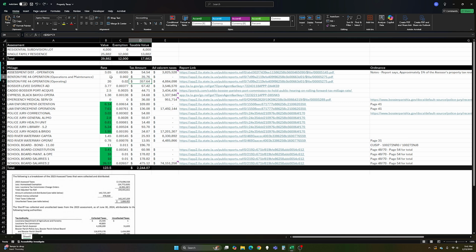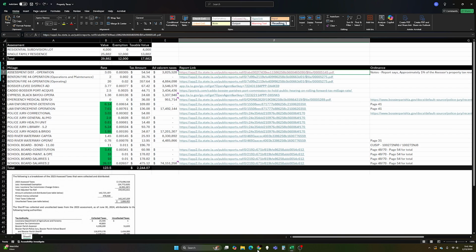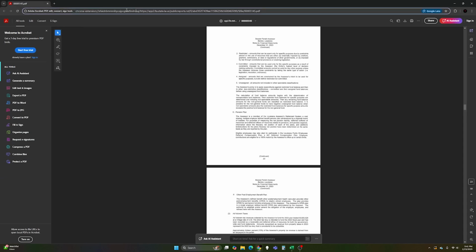So the next question I wanted to ask is, where do these go? So the first one on my bill was assessment district operations. So we're going to go to the report here, and then it pulls up the 2023 Bossier Parish Assessor. So this is the assessor's office right here. I have it where it opens it up automatically in PDF.